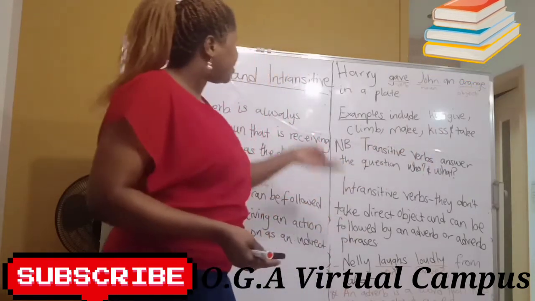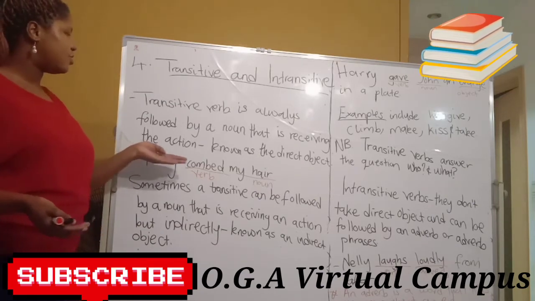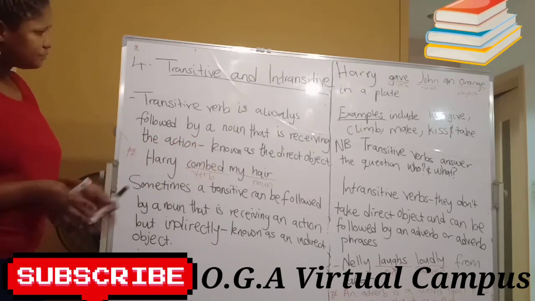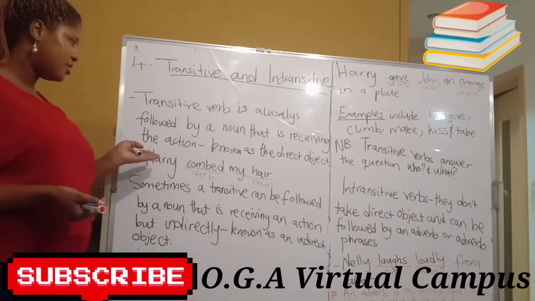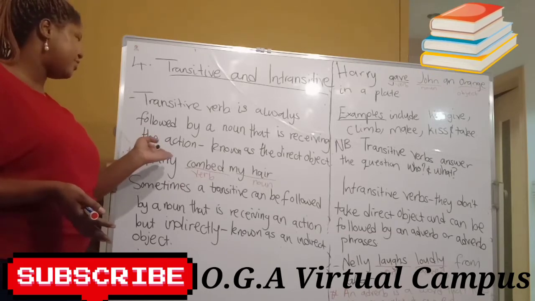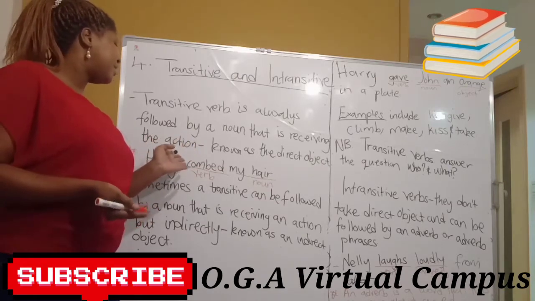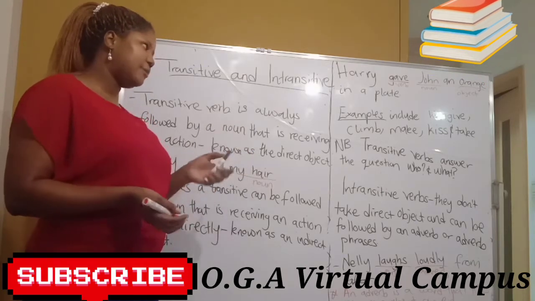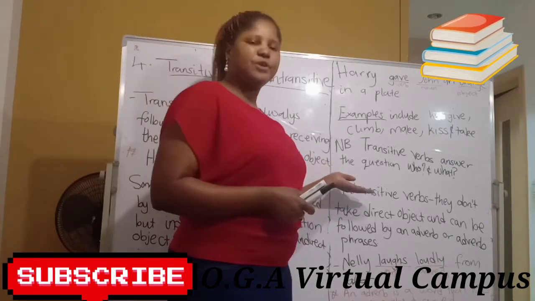Let's take, for example, in this sentence here, the first sentence that we have. Harry combed my hair. Okay? Who combed my hair? Harry. Okay? Now, what did Harry do? He combed my hair. What did Harry comb? He combed my hair. Okay? Now, let's move on to the last type of the verbs that we have.